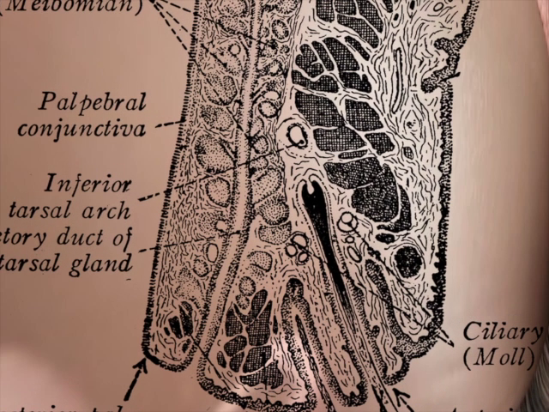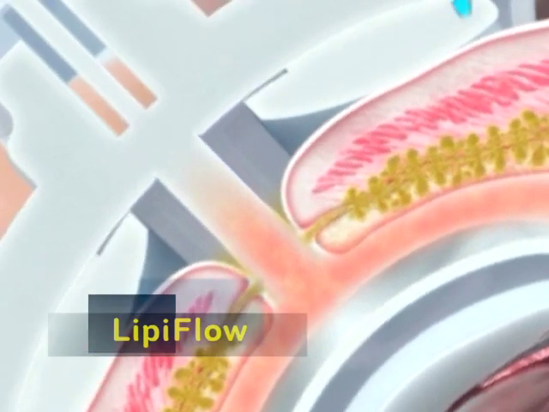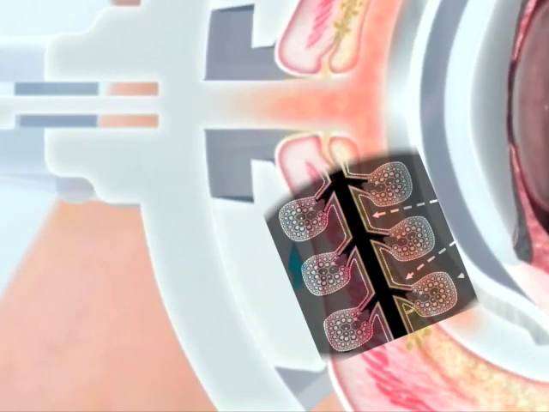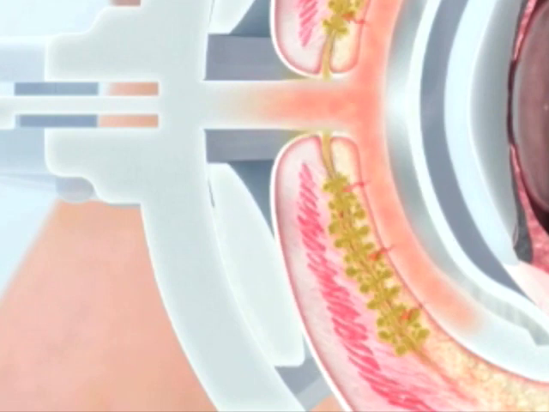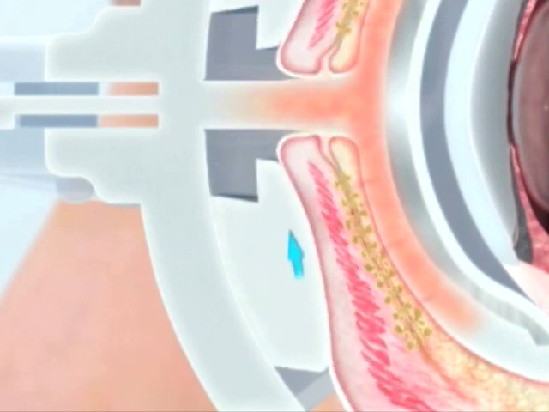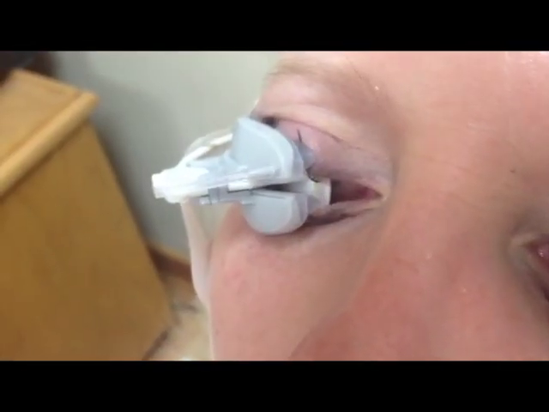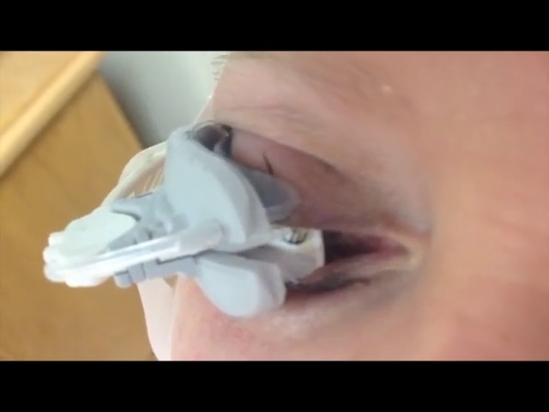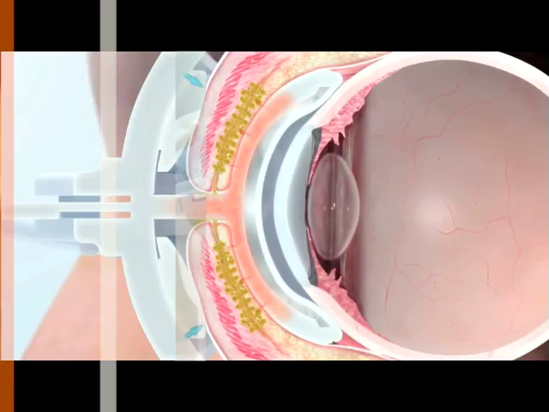As we transform this diagram into a model of the eye, we can see how LipiFlow works. Heat is applied from the posterior surface of the lid, warming the meibomian glands, demonstrated here, liquefying the material, and gently, rhythmically expressing it out of the lid, thereby cleaning the entire duct system. As you can see, this patient is being massaged during the 12-minute LipiFlow procedure. In almost all cases, this has been described as very comfortable.